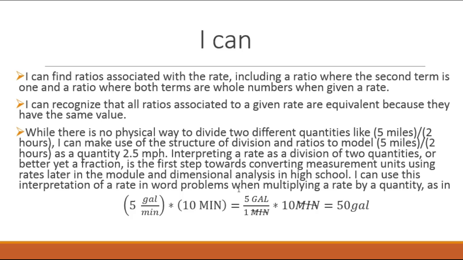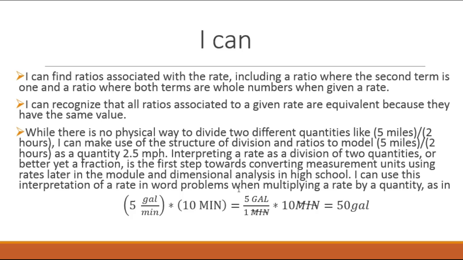And while there is no physical way to divide two different quantities like 5 miles to 2 hours, I can make use of the structure of division and ratio to model 5 miles to 2 hours as a quantity of 2.5 miles per hour. Interpreting a rate as division of two quantities, or better yet, a fraction, is a first step towards converting measurement units using rates later in the module and dimensional analysis in high school.